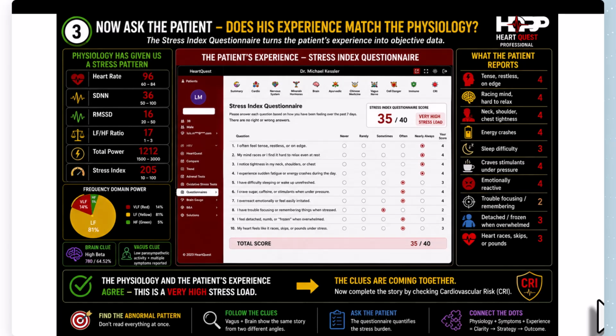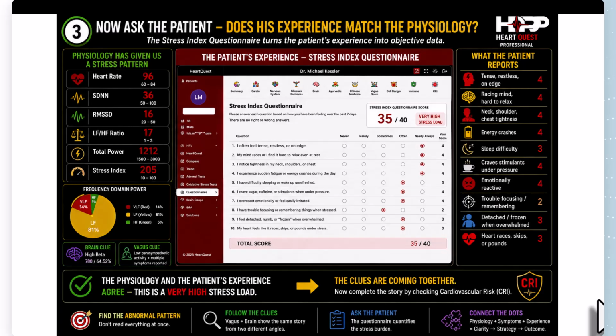Okay. So along with that physiology that you see on the left, where we see the high heart rate and the low SDNN and the low RMSSD and the LF to HF ratio being really, really high, and you see the total power isn't really, really low, but it's low enough, and the stress index is way over what it should be, you know that this person, again, is in a stressful situation, a stressful state. They're hypervigilant, like I said.